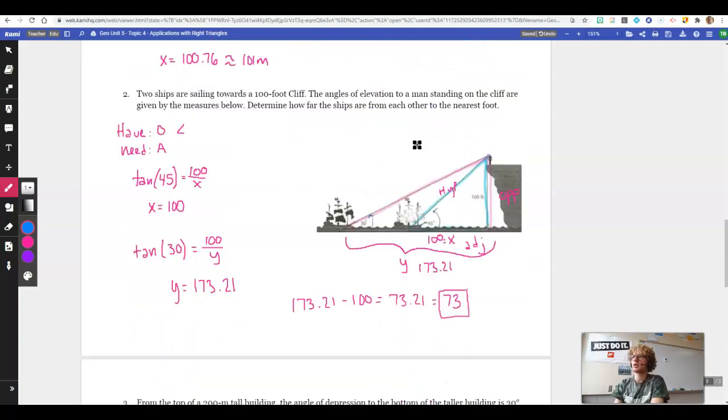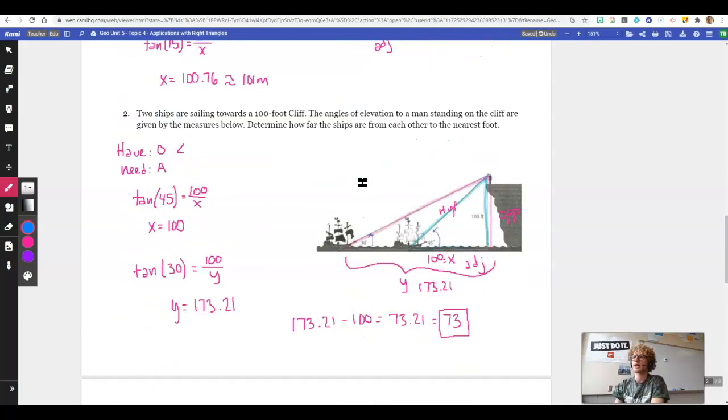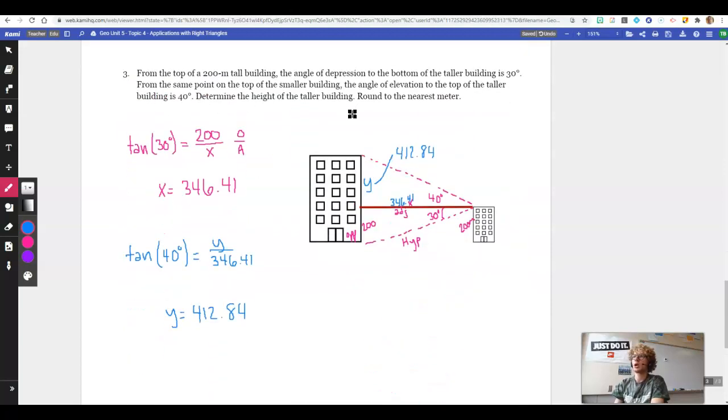So now we want to make sure that we answer the question. Be sure you answer the question and round it correctly. So it's asking, how tall is this building? Well, if this building up to here is 200, and then up to here is 412.84, rounding to the nearest meter, we would want to add those together. And that would be about 613. So 200 plus 413 would be 613. And we'll add our meters there.